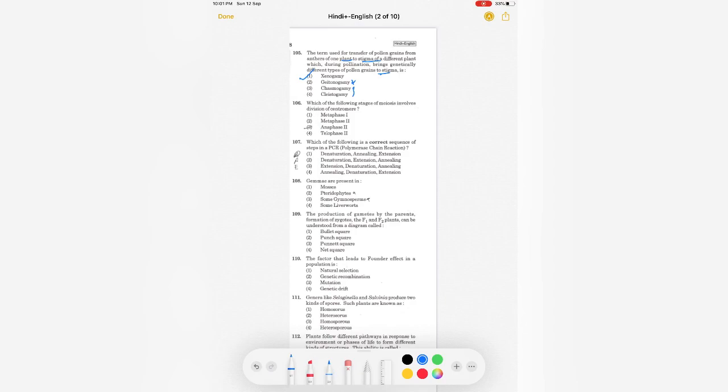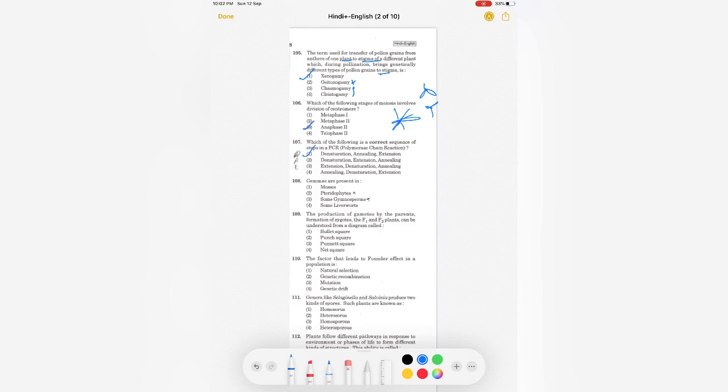Question number 106. Which of the following stages of meiosis involve division of centromere? The correct answer is anaphase 2. You know, during anaphase 2, sister chromatids undergo separation. So these sister chromatids will be separated because centromere undergoes splitting. So splitting of centromere occurs during anaphase 2. Question number 107. Which of the following is correct sequence of steps in PCR, polymerase chain reaction? The correct answer is first, that is denaturation, annealing, extension. No need to explain.